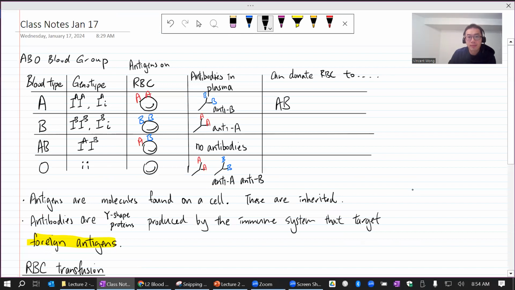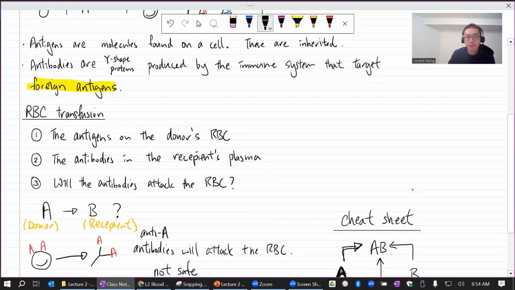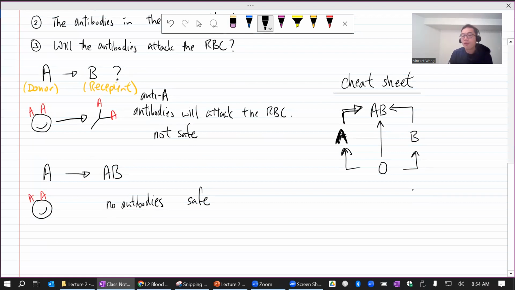Also, yes, A can give to A. Exactly. Very good. You're just ahead of me. I see some people say they can give to O, they cannot. I'll show you. Let's do this over here. First of all, you have to follow the arrow. The arrow points to who you can give to. And whatever is pointing at that letter tells you who can give it to you.